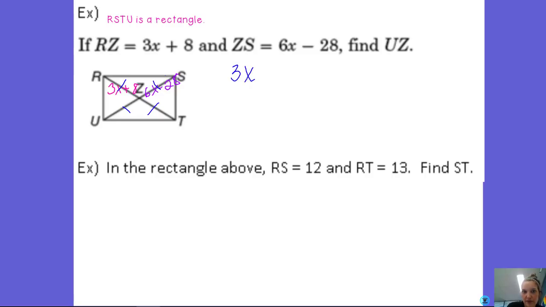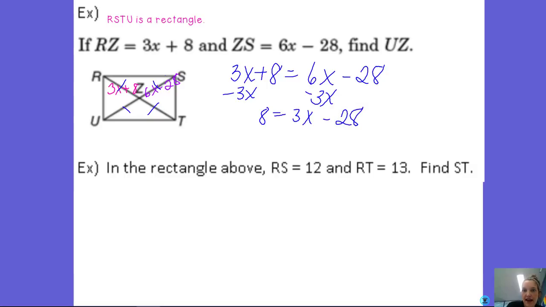So we can say that 3x plus 8 should be equal to 6x minus 28, and so I'm just going to solve for x. I'm going to subtract 3x from both sides and then add 28 to both sides to get 36 equals 3x. Divide by 3, x is 12, but read the problem.